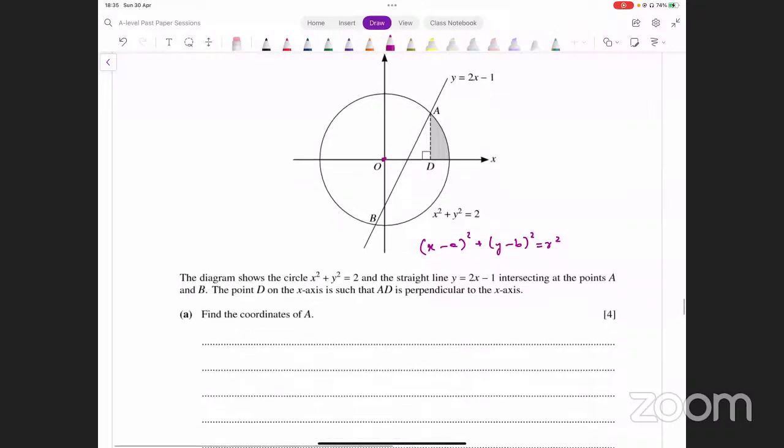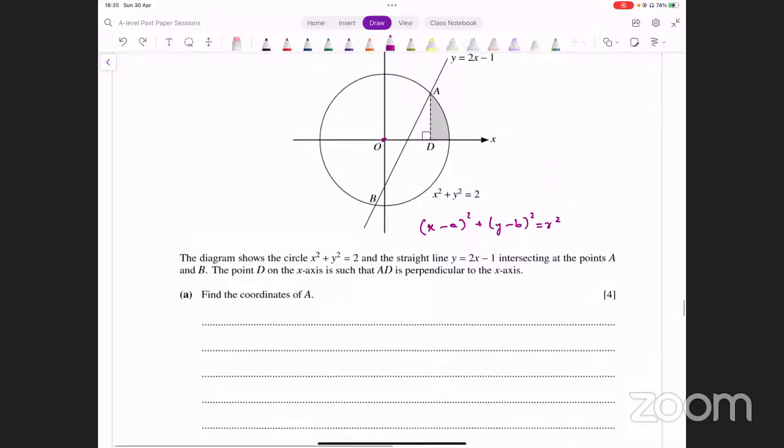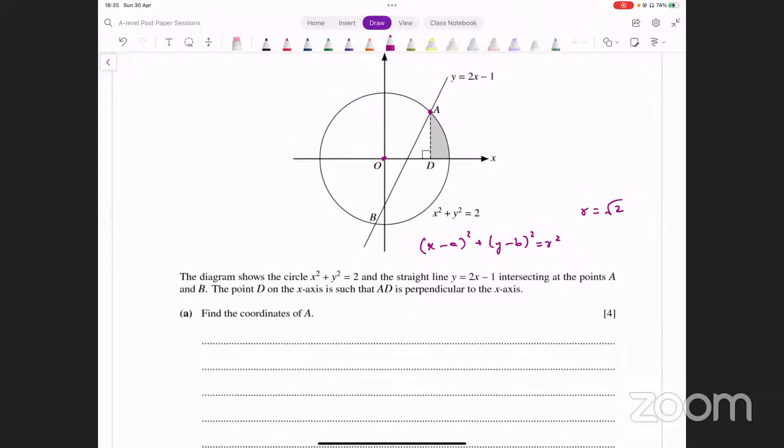Radius is going to be square root of 2. R square corresponds to 2. So R is equal to square root of 2. Radius इसका क्या है? Square root of 2 है. यहाँ पे लिख लेते हैं radius is square root of 2. अच्छा. Now we have to find the points of A somehow. Point A is right here. And it's such that it lies on the line y equals 2x minus 1.